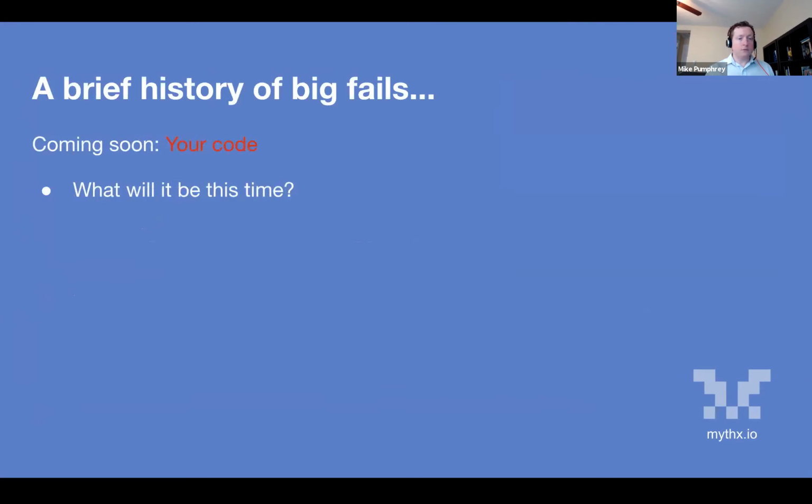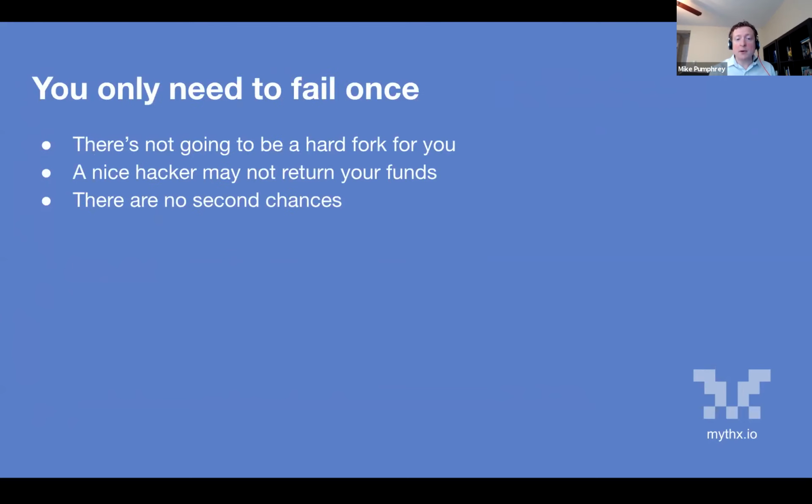So is this going to be you? If you're a smart contract developer, do you want to be on this list? I hope you don't. And you only need to fail once. The thing about vulnerabilities is that all it takes is one problem, and then you have the potential to drain your funds, your users' funds.